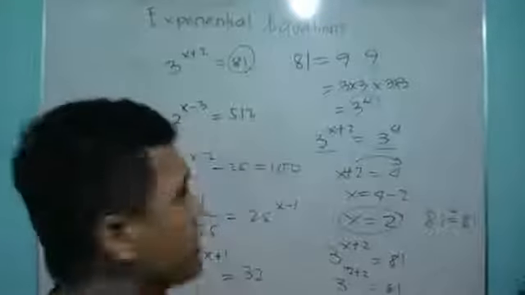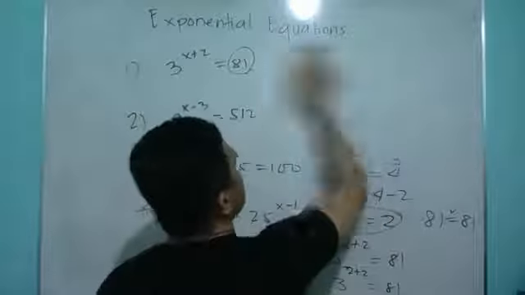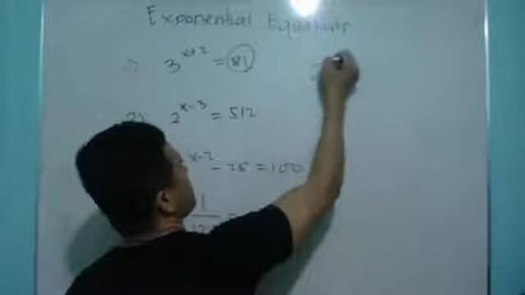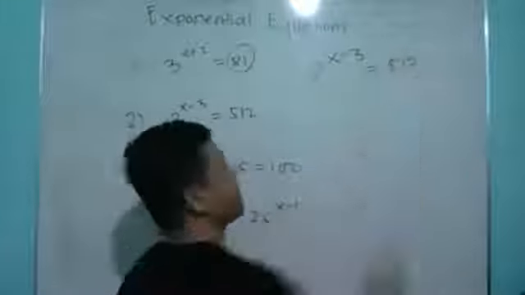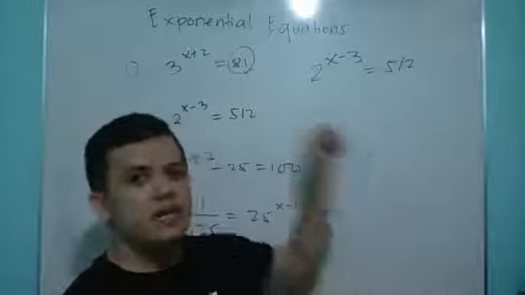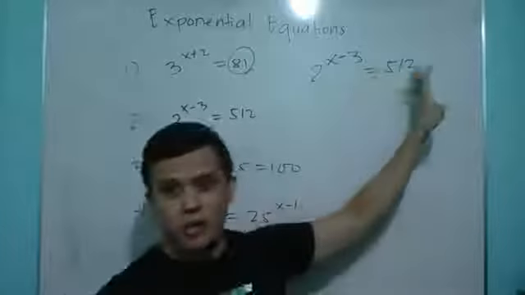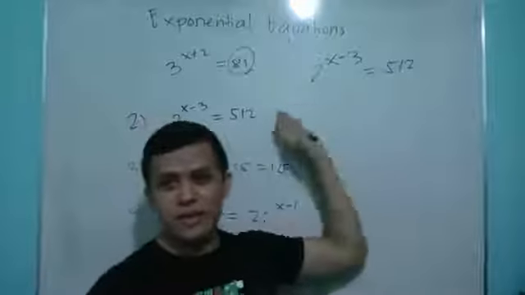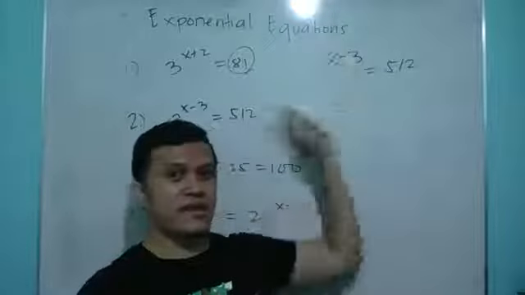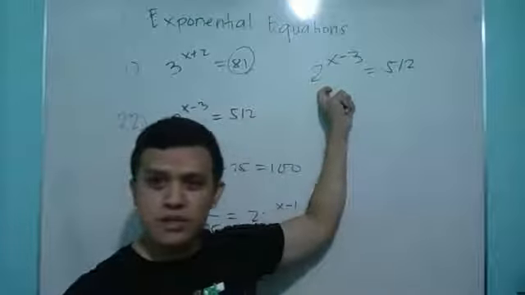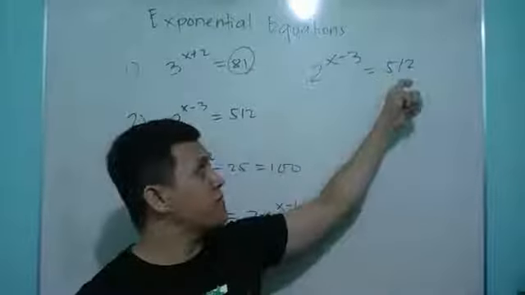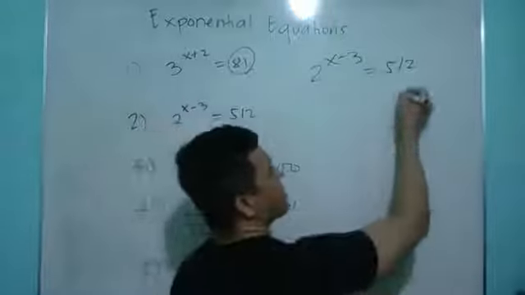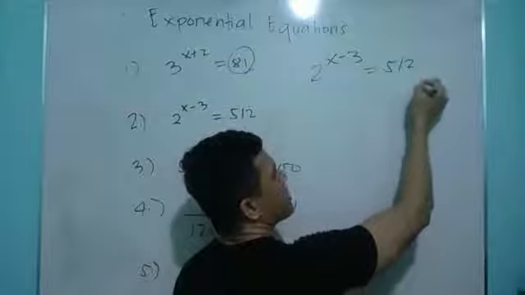Okay, next one, number 2. We have 2 raised to x minus 3 is equal to 512. For 512, we always check if the whole number can be expressed in exponential form using the same base as the expression on the other side. Since this one has a base of 2, we're going to express 512 in exponential form with the base of 2.